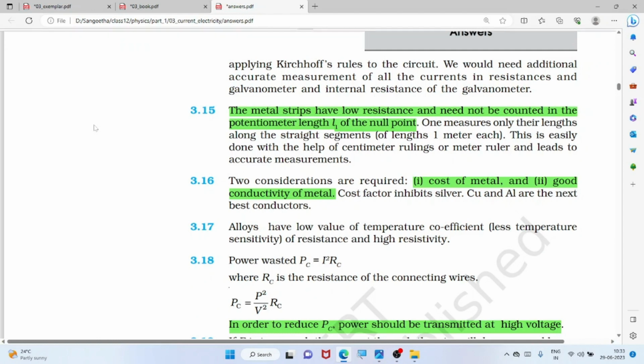Metallic strips have low resistance and need not be counted in the potentiometer length. Okay, metal has low resistance, so it need not be counted in the potentiometer length. One measures only the length along the straight segments. This is regularly done with the help of the centimeter rulings on the meter.